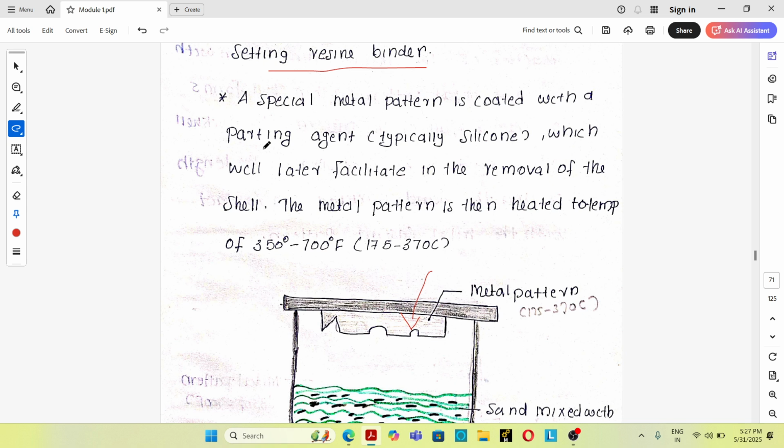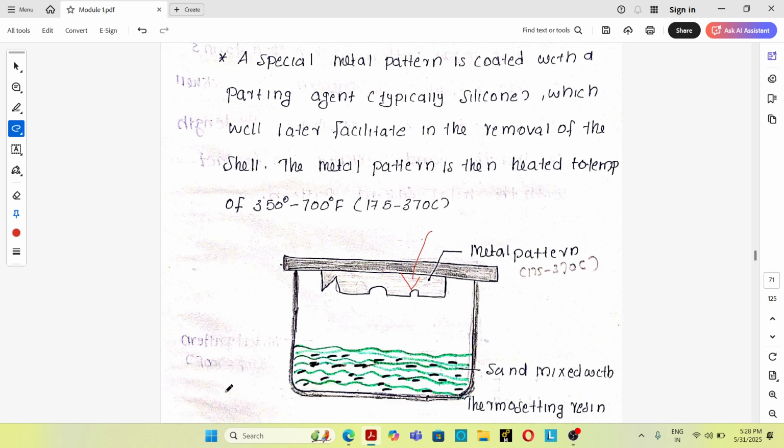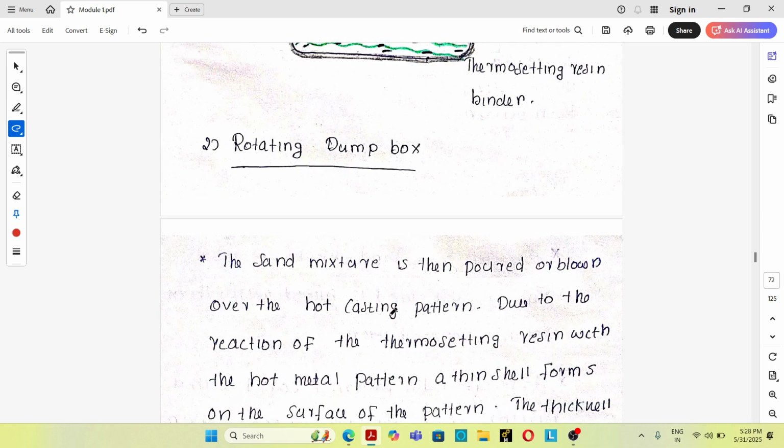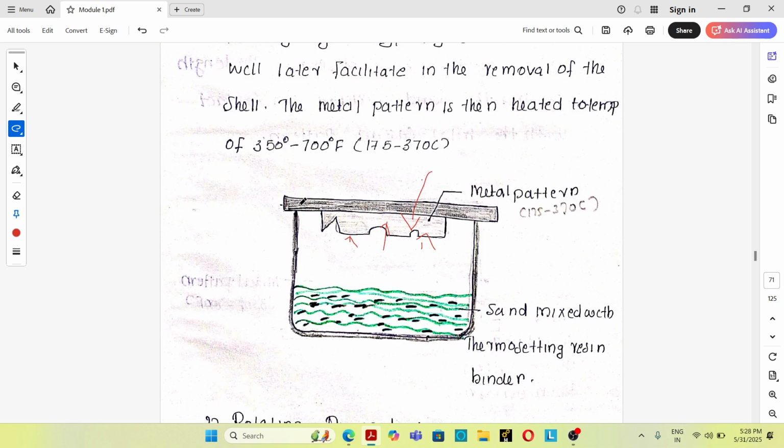See, this metal pattern is coated with a parting agent, typically silicone, which will later facilitate the easy removal of the shell. The pattern is initially heated to a temperature of 175 to 370 degrees Celsius. So this is the metal pattern and this is the sand mixture, silica sand with thermosetting resin binder. The metal pattern is heated to 175 to 370 degrees Celsius, and on top of it the parting agent is sprayed for easy removal of the pattern from the shell. So initially we prepare the sand mixture and metal pattern.